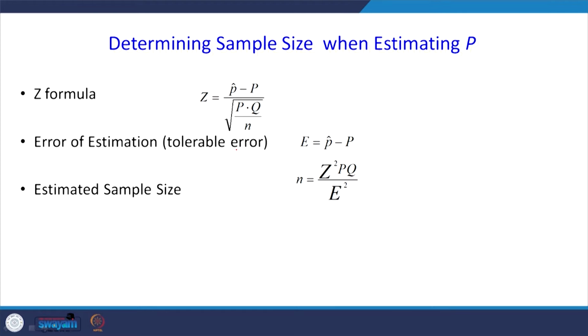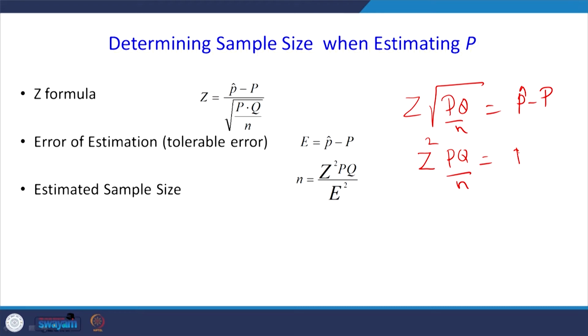The same way as we have done previously, when you bring this in, z root of p q divided by n equal to p hat minus p. You square both sides, z square p q by n equal to p hat minus p whole square. So this will become z square p q divided by p hat minus p whole square, that is nothing but your n. This p hat minus p, you can call it as E, so that is E square. So n equals z square p q divided by E square.